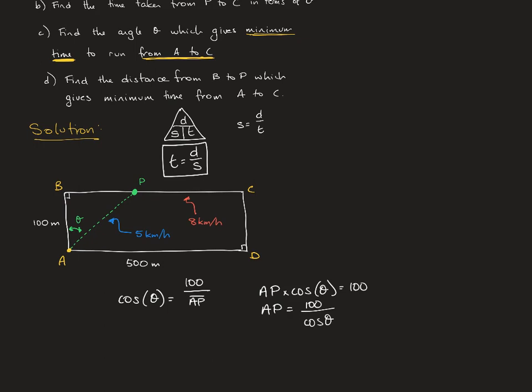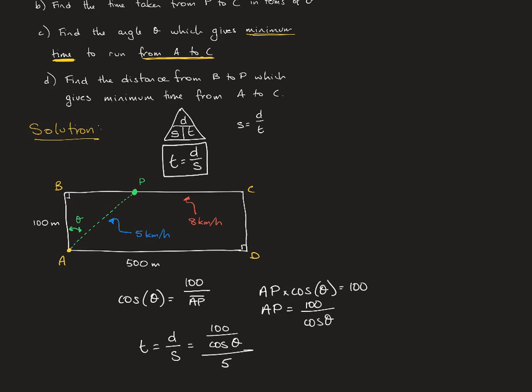And we can put that onto our diagram if you like, if it helps you to understand what's going on. But we're not actually asked to find the distance, we're asked to find the time. So we're going to use our time equals distance divided by speed. So we know that when we run along here, in the question they told us that you could run through the grass at 5 kilometers per hour. So we have time equals distance over speed. Our distance is 100 over cos theta, and our speed is 5 kilometers per hour.